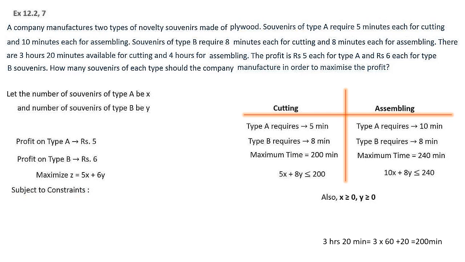Subject to constraints, we have to write down all these constraints together. That is 5x plus 8y less than or equal to 200, 10x plus 8y less than or equal to 240, and the common constraints x greater than or equal to 0, y greater than or equal to 0. Now we have to plot these four inequalities on the graph sheet, and we have to find out the region which satisfies these four inequalities, and the corner points. By using those corner points, we have to find out the maximum profit.